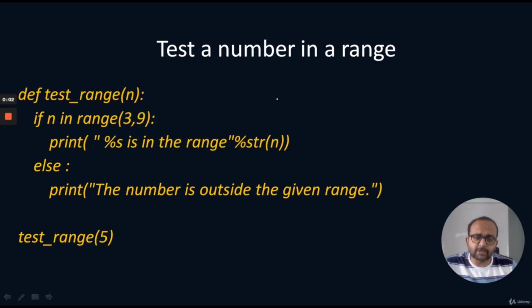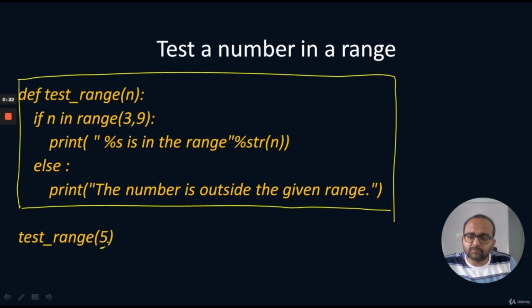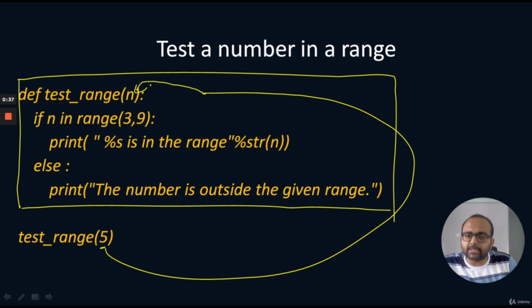So next one is we are going to test whether a number is in a given range or not. If you observe, test range is the name of the function, and this is the entire code written for this particular function. Now we are going to test whether this number 5 is in the range or not. The moment you pass 5 here, the value 5 will be copied into the variable n.